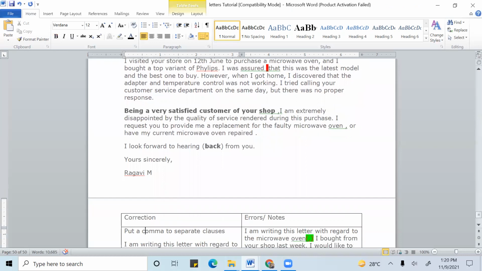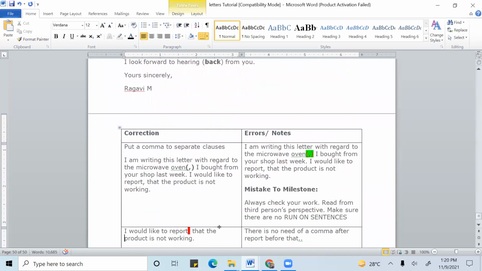Okay. Now, fine, errors are there, but then how to correct them? This is important. This is something which I wanted to emphasize here. Whenever there is an error, make a corrections log. Like, for example, put a comma to separate phrases. I'm writing this letter with regard to the microwave oven I bought from Dada. Otherwise, it would read like microwave oven I bought. So yeah, here a comma is required.